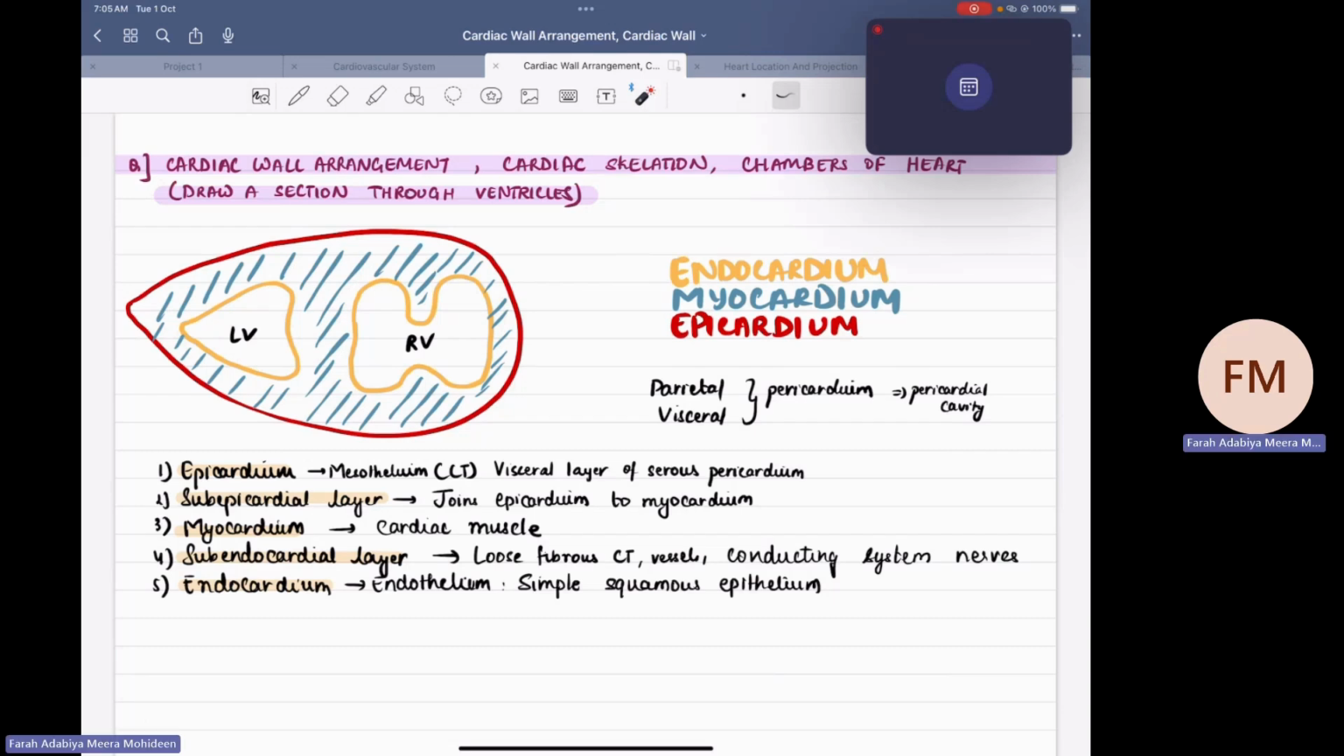Now, the next layer that we're going to talk about is the epicardium. Epicardium is the outermost layer of your heart, and it is made up of mesothelium. You can also say that it's the visceral layer of your pericardium. Visceral layer meaning it's stuck to the organ. You also have a parietal pericardium, which is fibrous in nature, which is tough. And in between these two layers, you have your pericardial cavity.